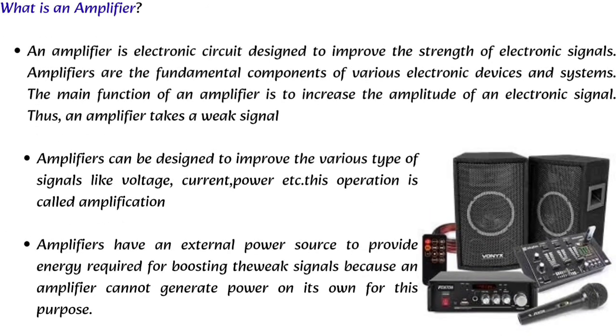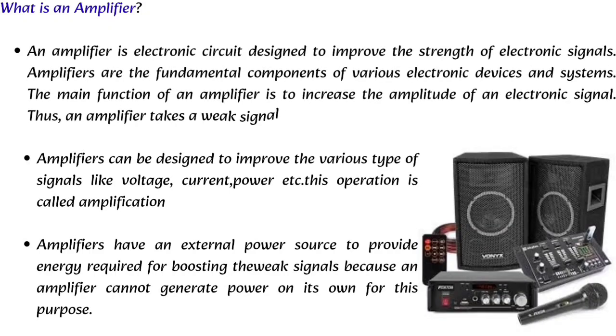Let us start with the introduction to an amplifier. An amplifier is an electronic circuit designed to increase the strength of an electronic signal. The main function of an amplifier is to increase the amplitude of the signal. When you observe, when the weak input signal is applied to the amplifier, it produces the strong output signal. This amplifier can increase different quantities like the voltage, current or power, etc. And the process of increasing the signal strength is called amplification.